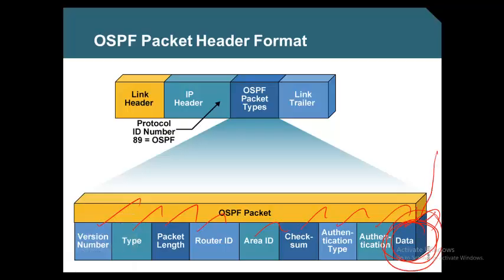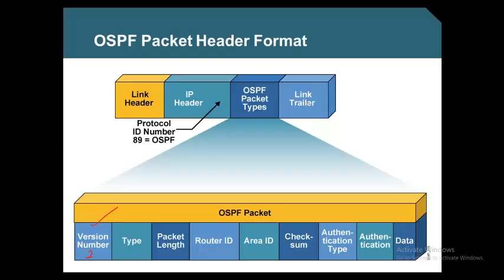So the first field is the version number. It is always version 2. The IPv4 version is version 2. The OSPF that we are running is version 2 OSPF. If you are switching to IPv6 OSPF, then it will be version 3 here. Let me show you that.